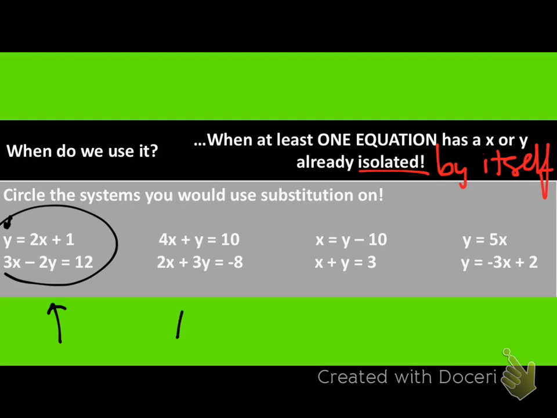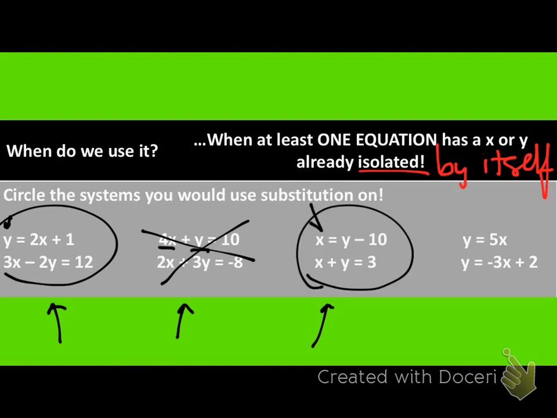Take a look at the second system. Do I have an x or y that's completely by itself? I don't. Even though I have this y, it's on the same side as the 4x, so it's not isolated. This would not be a good one for substitution. Take a look at the third system. Do I have an x or y that's isolated in this system? The answer is yeah, right here I have an x by itself.